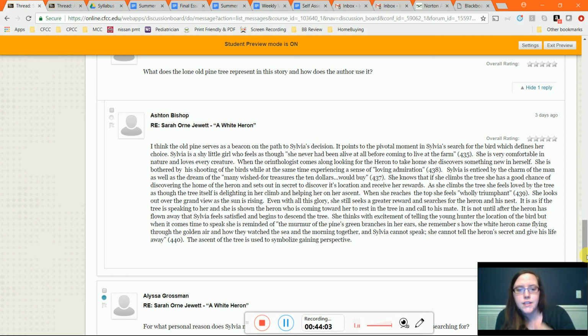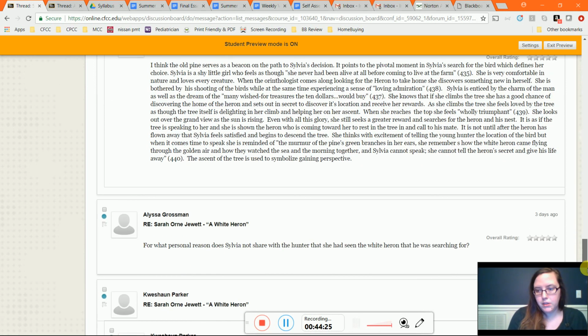The ascent of the tree is used to symbolize gaining perspective. And I think that maybe in a different yet similar way, we're talking about the same thing in our interpretation. For me, that perspective is very much like womanhood. But it could be any perspective, right? It could be a number of things, and it really just depends on how you interpret this text.